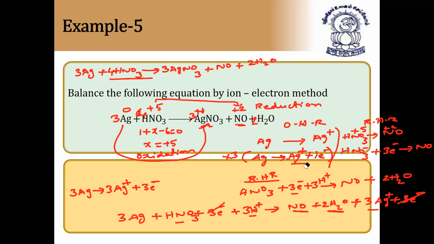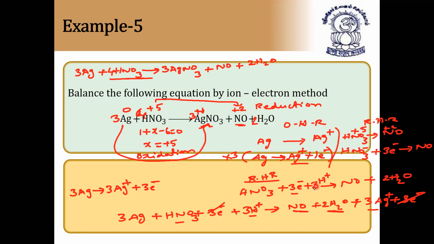Now balancing the reaction in acidic medium, since nitric acid is acidic medium. To the side deficit of oxygen atoms, add an equal number of water molecules. So here 3 oxygens and here 1 oxygen. So we are multiplying with 2 water molecules, and to the other side add an equal number of H plus ions.